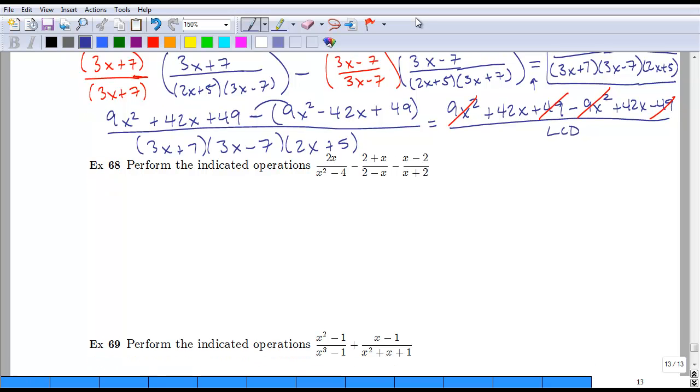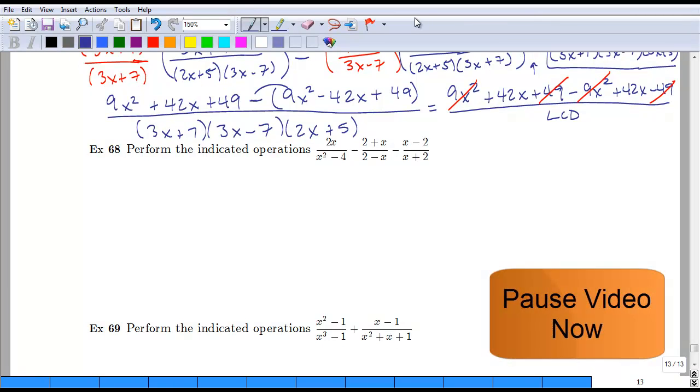So we have two more examples here. One example, I want you to pause the video here, see if you can do example 68, and then resume the video to see if you've got the correct answer, and then we'll work the last problem together.